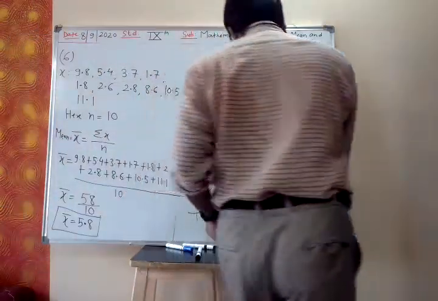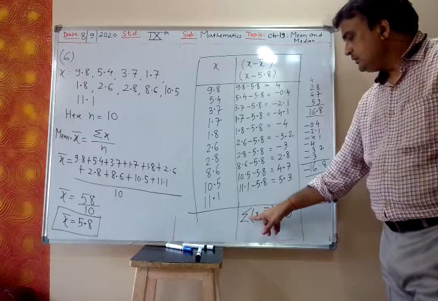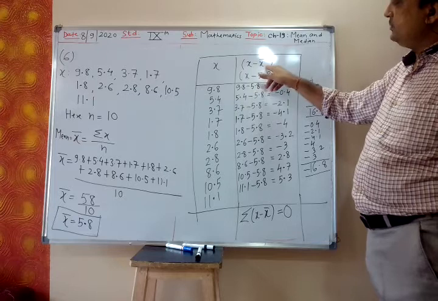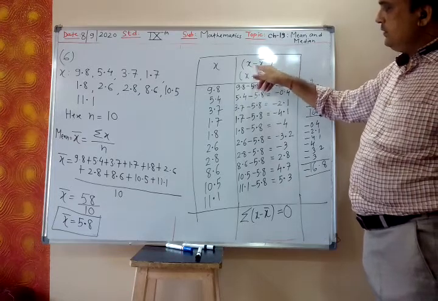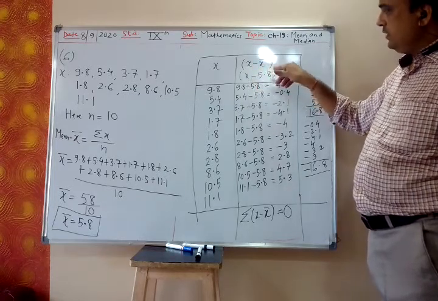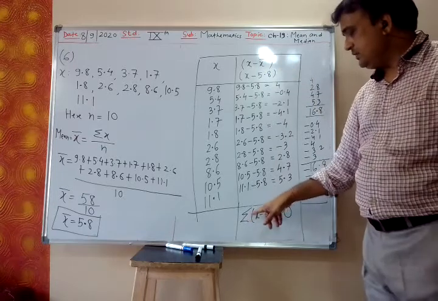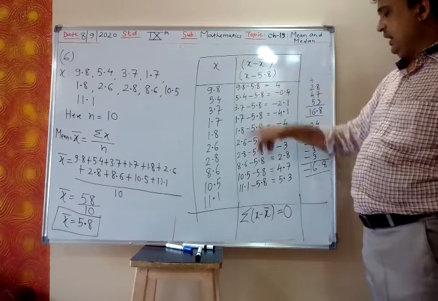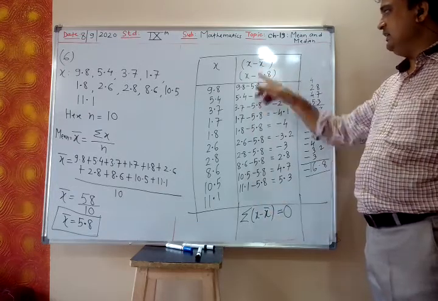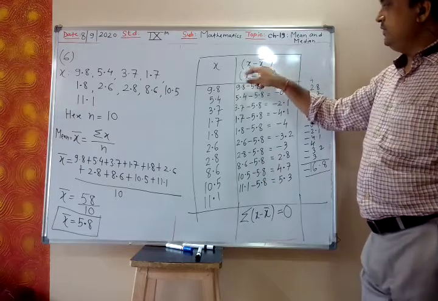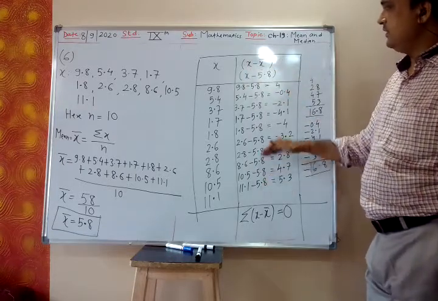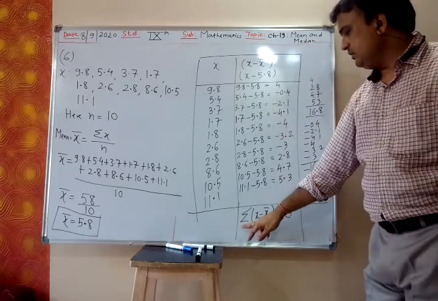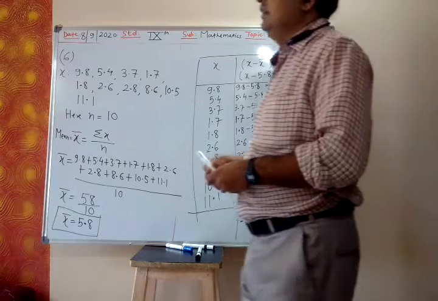This is summation x minus x bar. Summation means you have to add all the values of the table x minus x bar. So you have to first find the values of x minus x bar, then add all the values, and that will be the final value of summation x minus x bar.